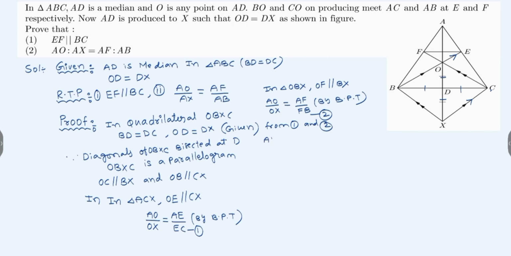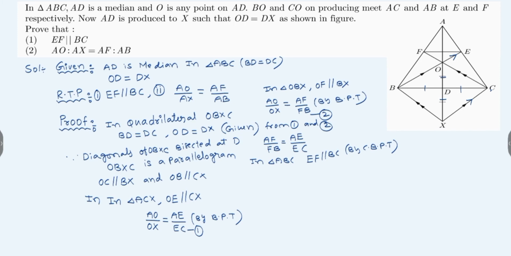Now from 1 and 2, AO by OX is same. So we can write AF by FB is equal to AE by EC. Now once observe triangle ABC. In triangle ABC, we have seen two sides are divided in the same ratio. That is AF by FB and AE by EC are equal. So what we can say? By converse of basic proportionality theorem, if two sides are divided in the same ratio by a line, then the line is parallel to third side. So we can say EF is parallel to BC. So here we proved EF is parallel to BC.